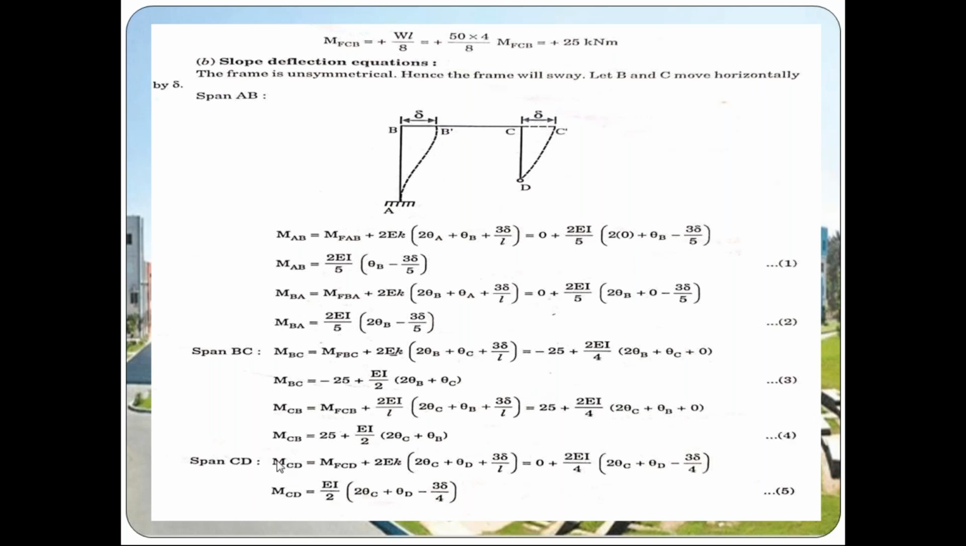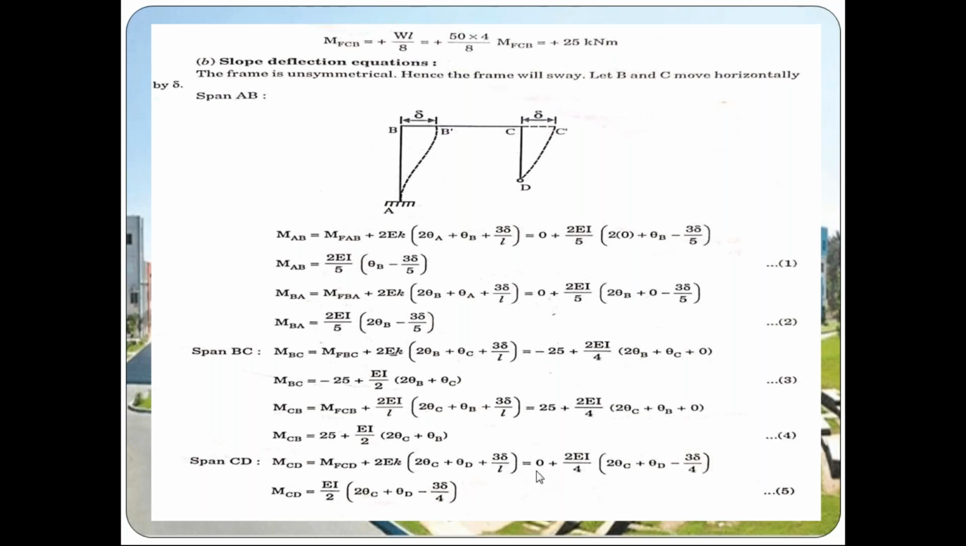Okay, then span CD. Again it is a vertical member. C moves to C dash. So in span CD, the sway will come. The delta value will come. So MCD equal to M of CD plus 2EI by L into 2 theta C plus theta D plus 3 delta by L. Here the delta comes. So minus 3 delta divided by L, where L value is 4.